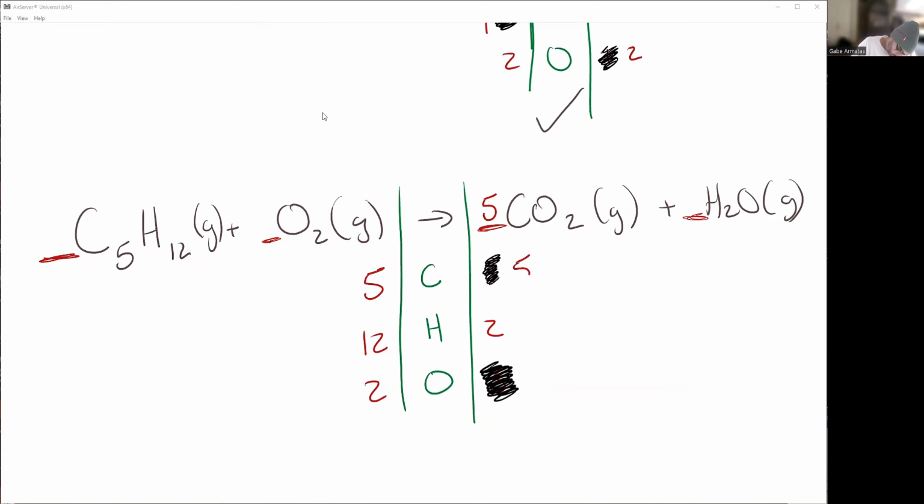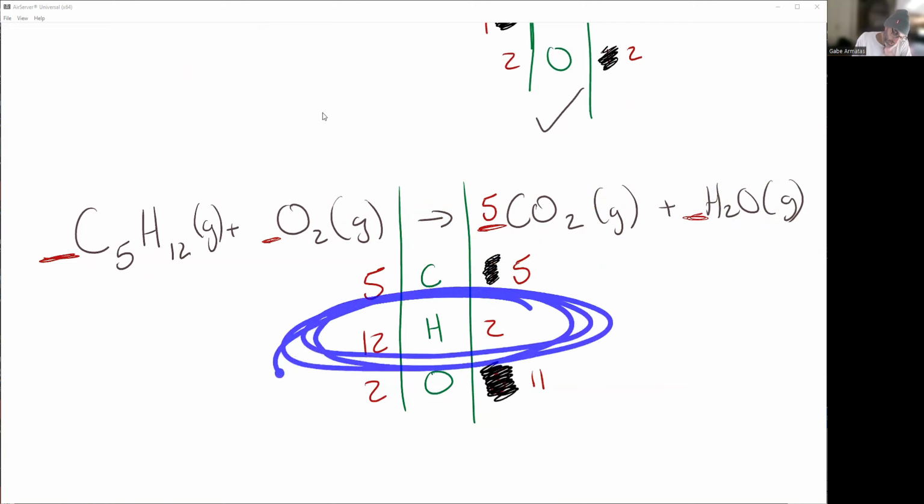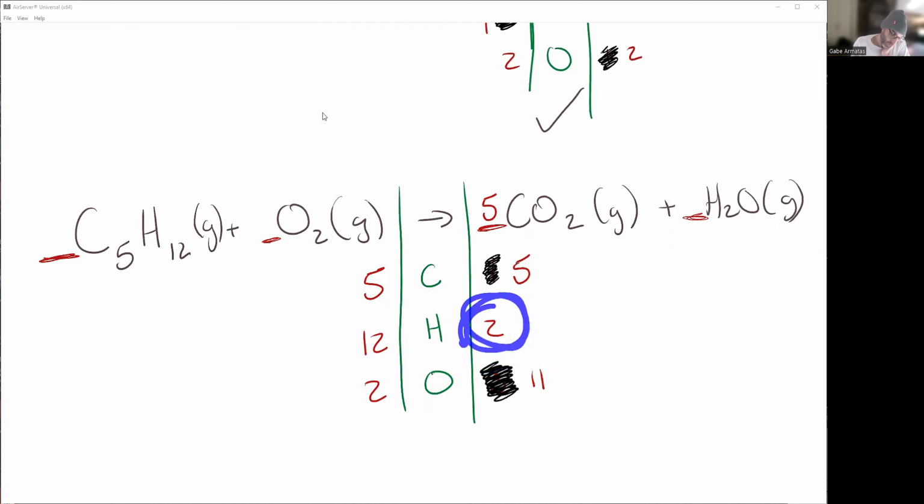So I have 5 carbons, and now I have 10 oxygens plus the 1 oxygen here gives me a total of 11 oxygens. Again, we don't care what that number is until we get there. We just want to keep track of it. Next up, I have 12 hydrogens on the left, two hydrogens on the right. I need more hydrogens on this side. In order to get 12, I need to put a 6 in front. A 6 is going to give me 12 hydrogens, which is what I'm looking for.